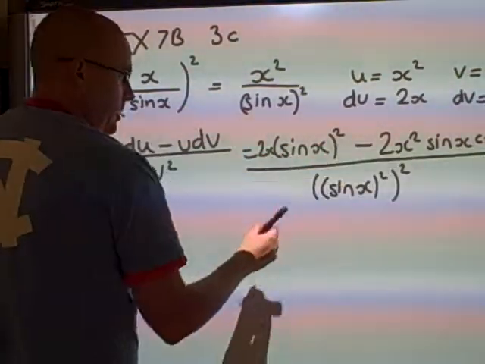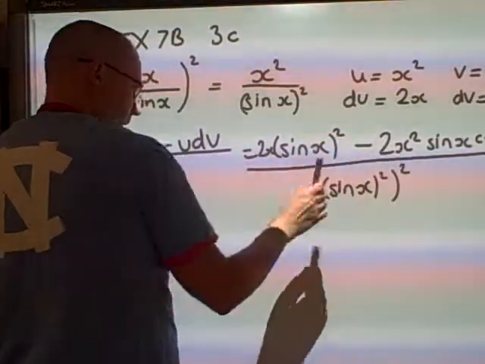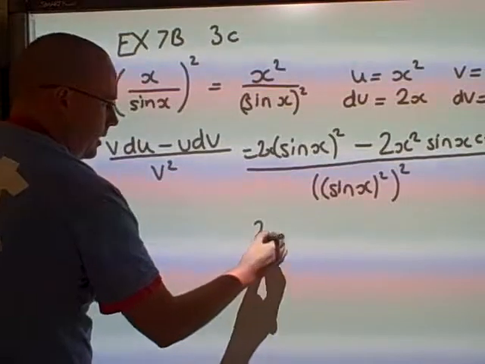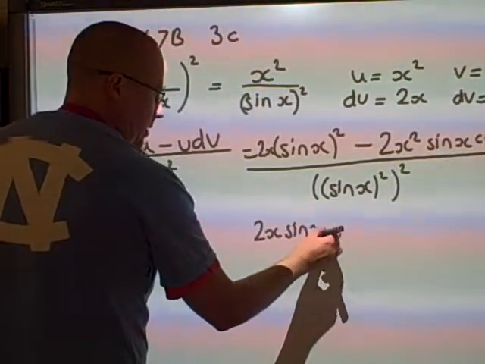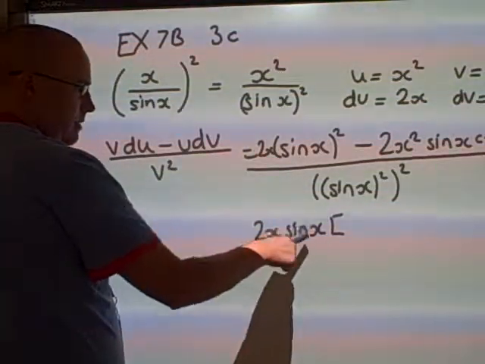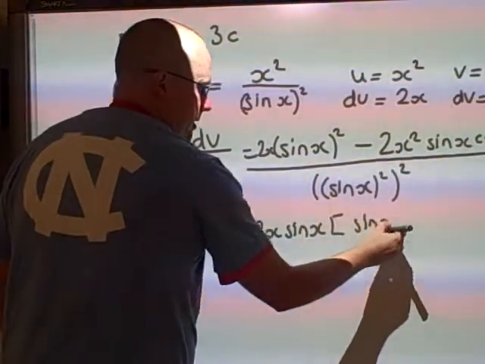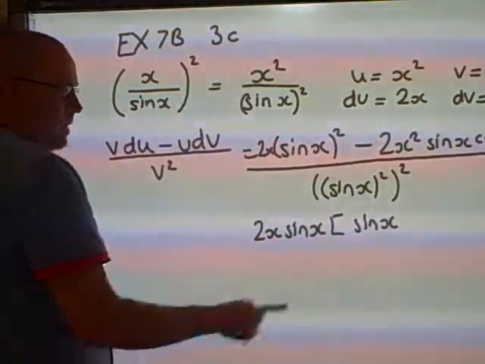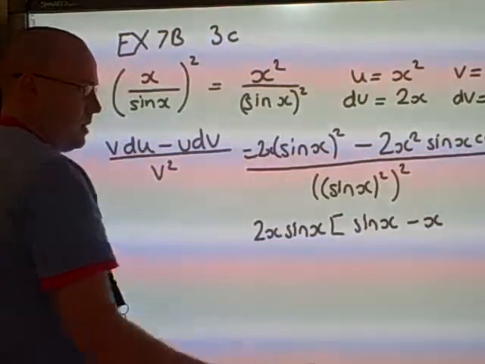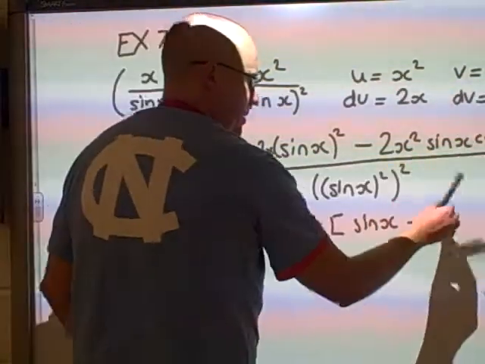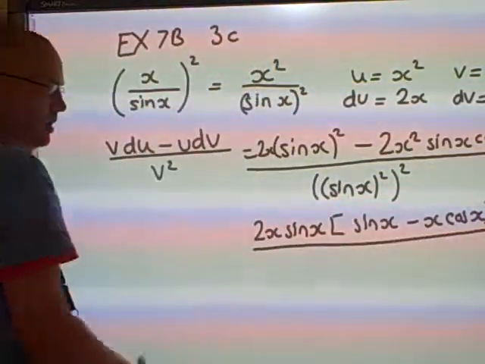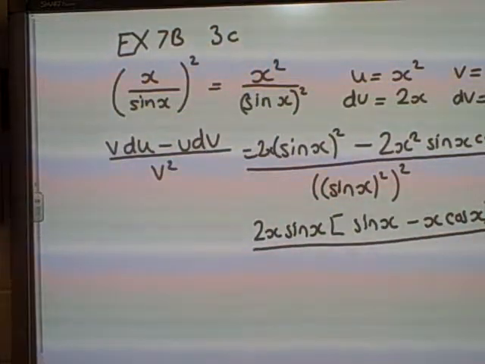Now looking up here, I can see there's some common factors as well. I can see there's 2x. I can also see we have a sine x and a sine squared x. So I can take sine x as a common factor here. And then what I get left with is, 2x is already taken care of. Sine x times sine x is sine squared x. Now 2x, but this is x squared, so I actually need an x. Sine x is already taken care of, but I am missing the cosine x here. All divided by sine squared x, squared.